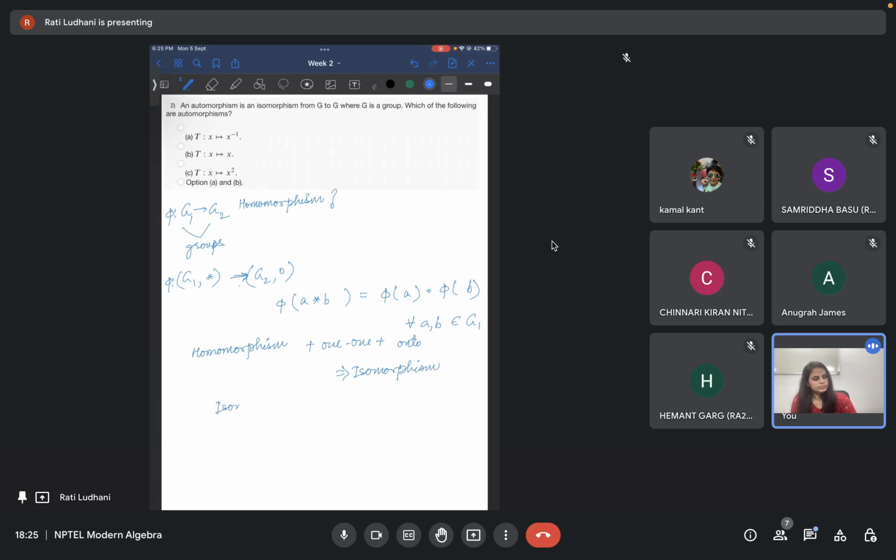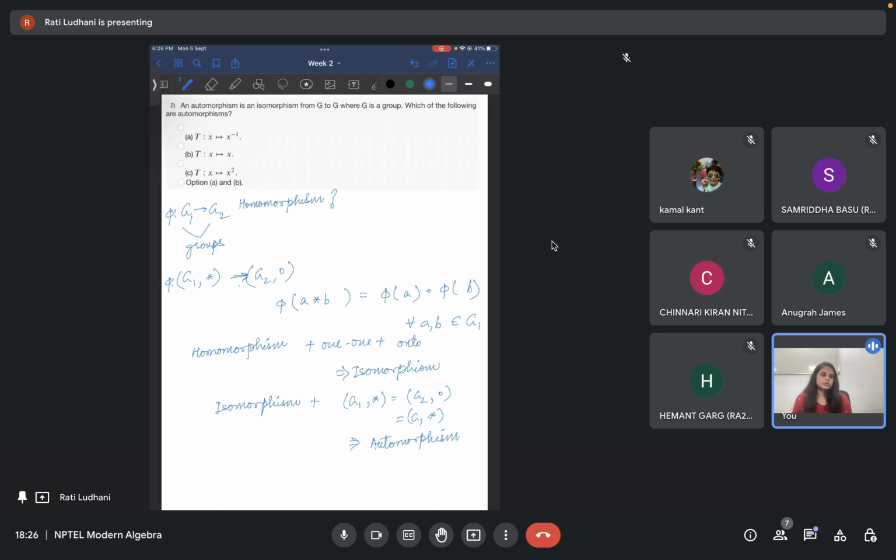Now with isomorphism, if you add the property that G1 is equal to G2 with the same operation, the same groups, so G1 with star is the same as G2, not even saying isomorphism, it's just the same group. If the domain and codomain are the same group, then this is an automorphism.